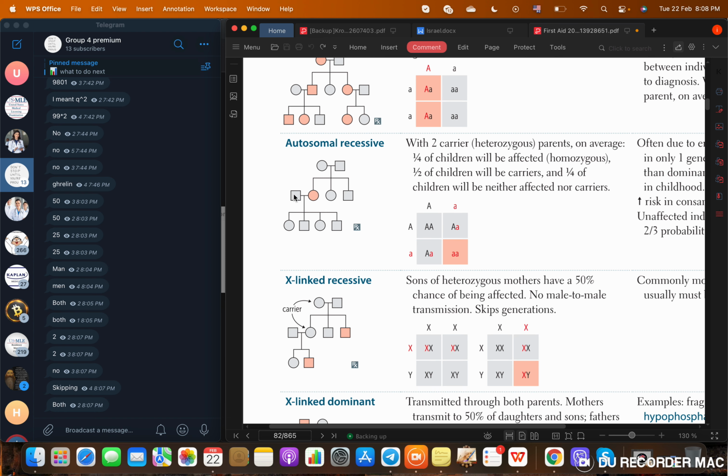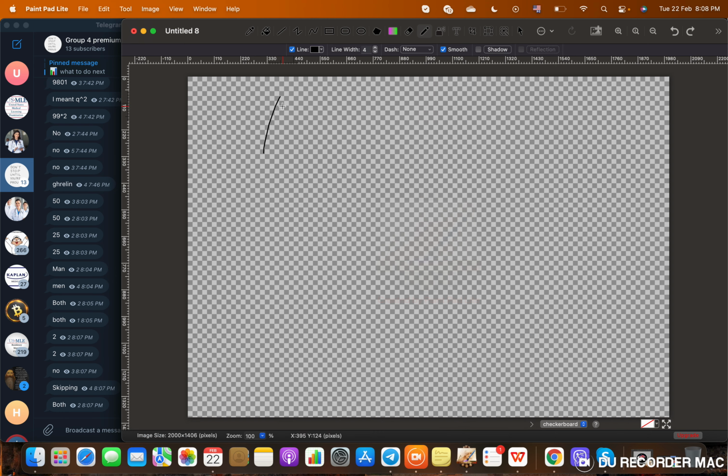So with two carrier, heterozygote parents, on average, 1/4 of the children will be affected. Half of the children will be carriers, and 1/4 of the children will be neither affected nor carriers. To understand this, I have to draw a little bit. So they said, if both parents are carriers, well, they have this heterozygosity. Why are they not sick? Because it's an autosomal recessive disease. So let's try to see the offspring, how they are going to be. So first of all, it can be like this.